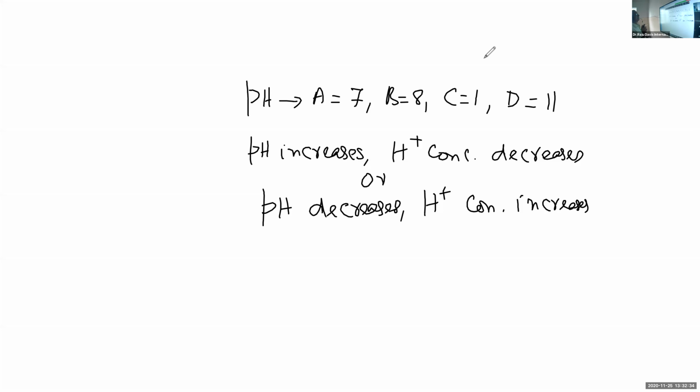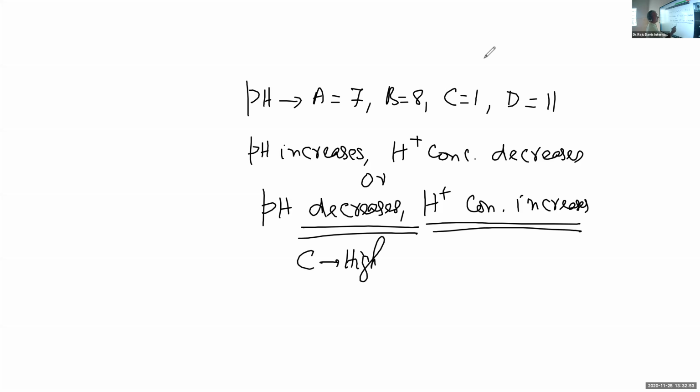So which solution has the highest hydrogen ion concentration? It is the one with the lowest pH. So C has the highest hydrogen ion concentration.